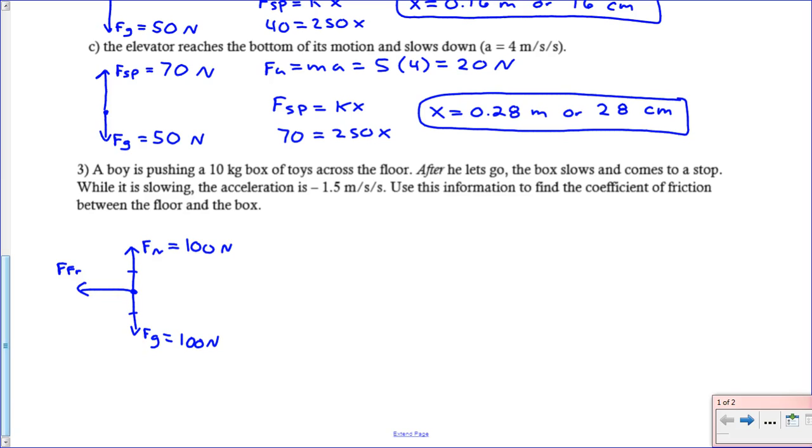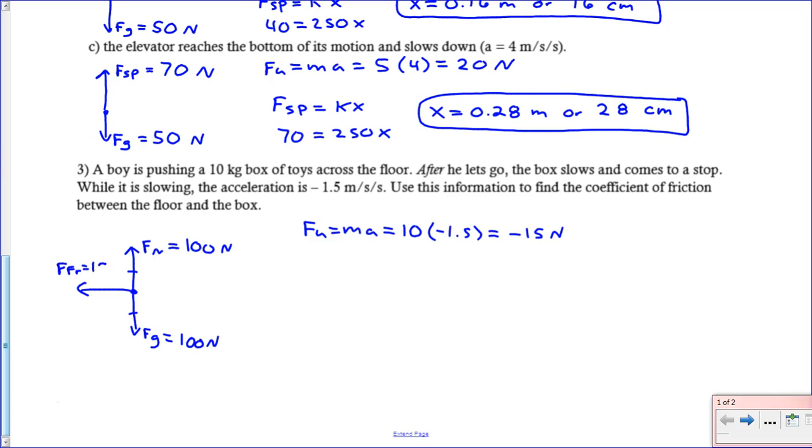To figure out friction, we have to think about the acceleration. We know that Fu equals ma. In this case, the mass is 10. The acceleration is negative 1.5. We multiply those together, you get negative 15. And this is one of those cases where that negative 15 actually just indicates that that force is going in the negative direction. And so we know our friction force is going the opposite direction that the box is moving.